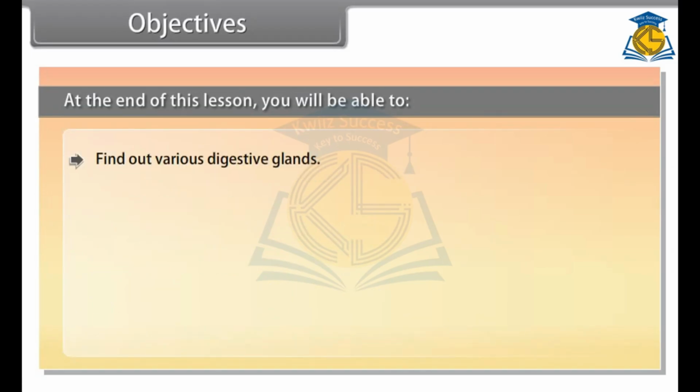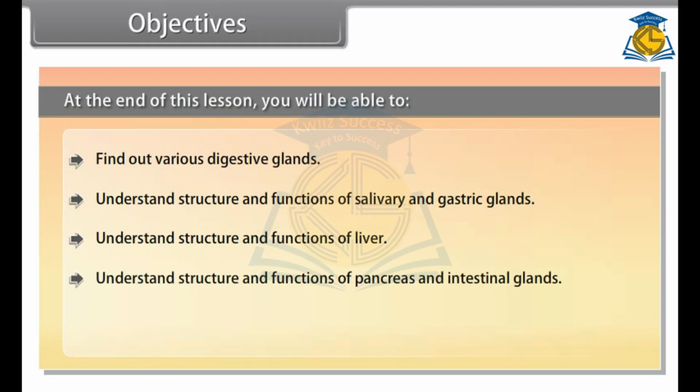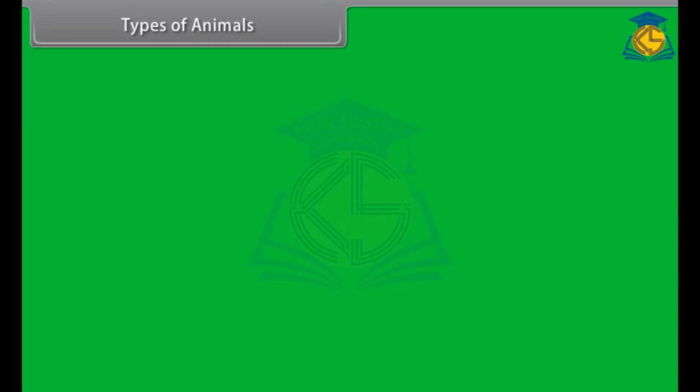Find out various digestive glands, understand structure and functions of salivary and gastric glands, understand structure and functions of liver, understand structure and functions of pancreas and intestinal glands, study chemistry of digestive glands.